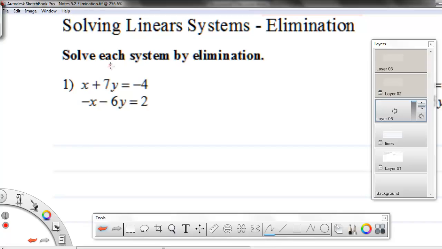What we're doing today is basically the same thing, but instead of using graphing, we're going to use elimination. Specifically, there are basically two types that we're going to learn today. One is called addition, and you probably guessed that the other method is called subtraction.